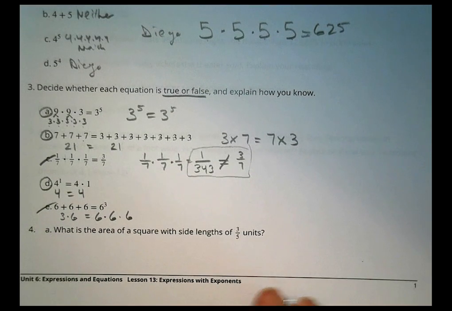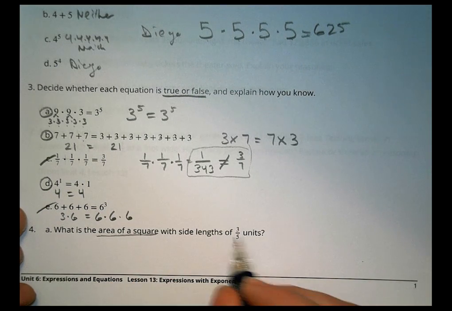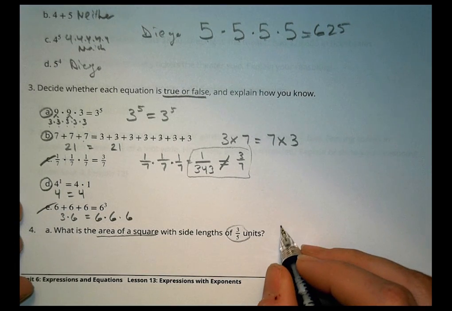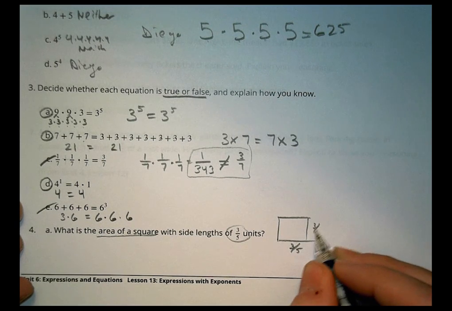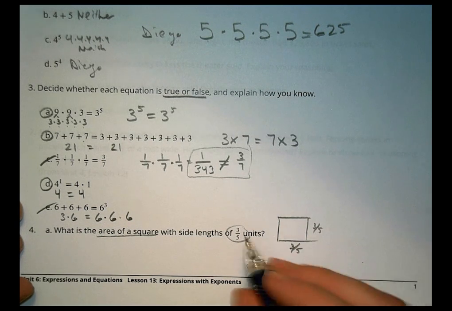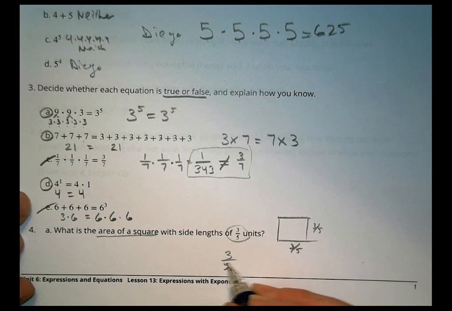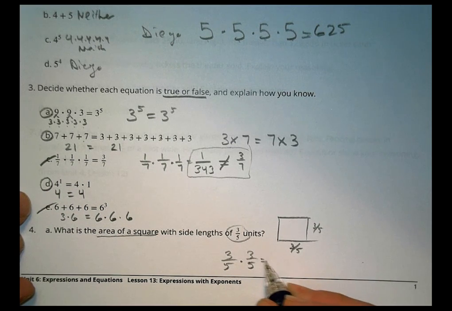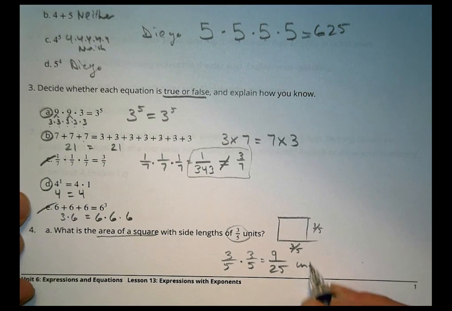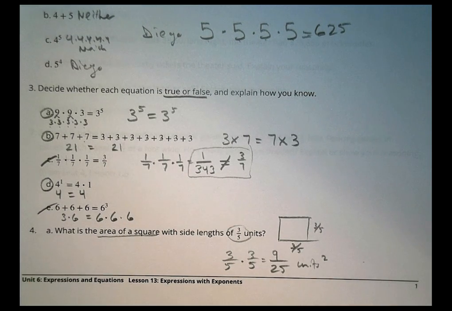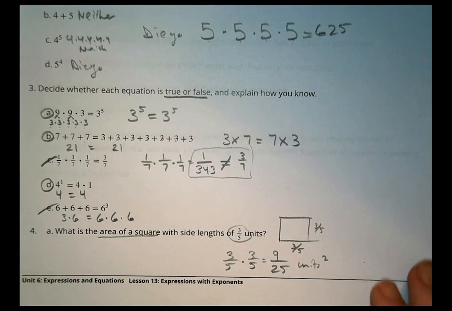All right, we're going to do 4, which is in a couple parts here. I have more on the next page. So we have a square. What's the area of a square with a side length of 3/5 unit? So a square, 3/5 and 3/5 on each side. So the area is going to be 3/5 times 3/5, which in our case would be 9 over 25 units squared. So that's the area of the square, 9 over 25 units squared.